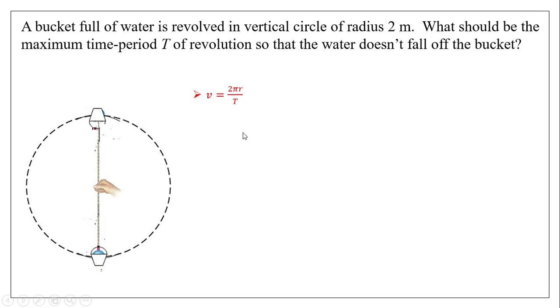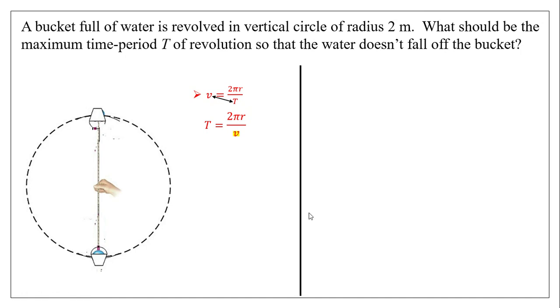So in order to find T, I want to switch T and v. Multiply both sides by T, and at the same time divide both sides by v. Or you can just do a little switcheroo. T is equal to 2 pi r divided by v. Well, 2 and pi are just constants. r is given as 2 meters. And the only thing I don't know is v. So I've got to set up the centripetal force stuff to find v.